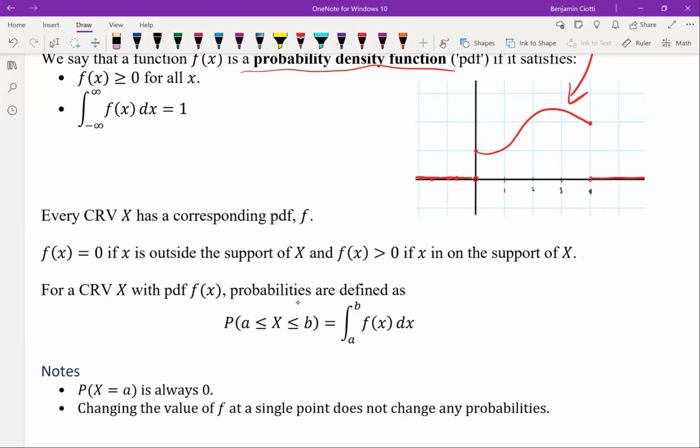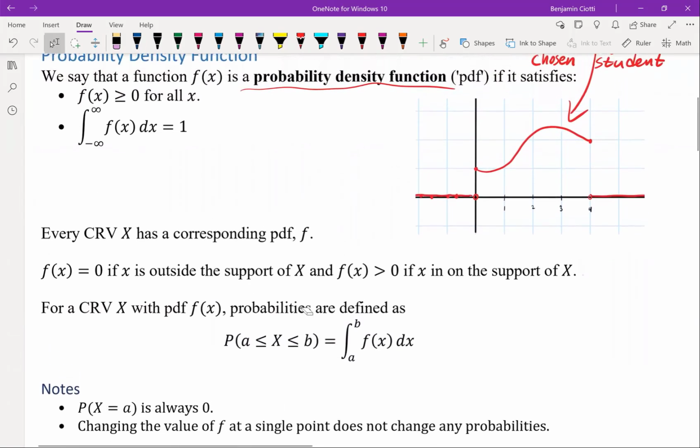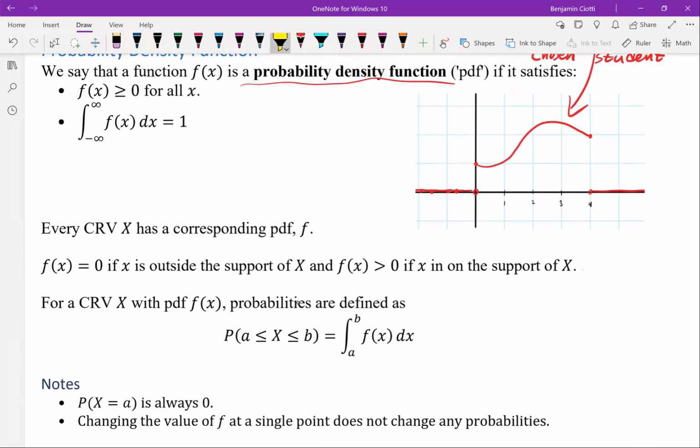A couple points of order, or actually, hold on. So let me now draw a picture that represents the probability that x is between A and B. Let's say there's A and there's B.